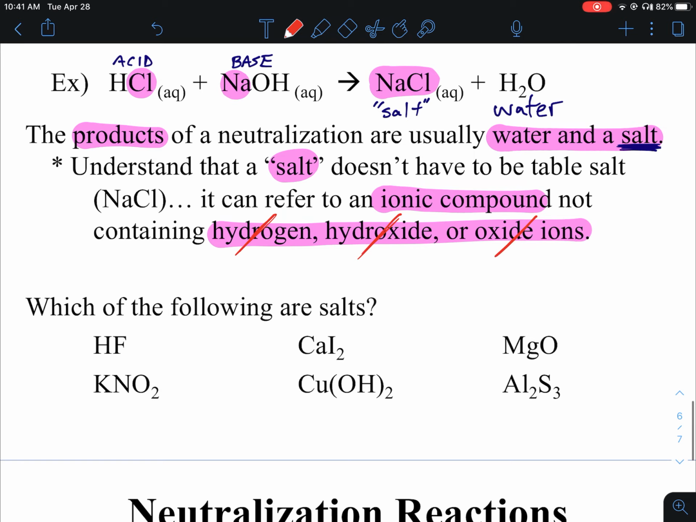So there's an example here in the notes, and you probably should pause the video here and try to answer this question. So I'll give you just a few seconds here, but maybe pause the video, try to answer, circle the ones that are salts.